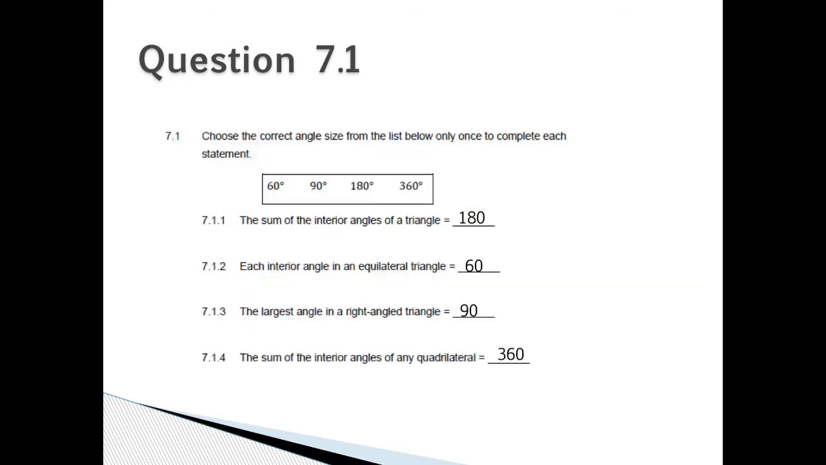7.1.1. The sum of the interior angles of a triangle is equal to 180 degrees. 7.1.2. The interior angle of an equilateral triangle is 60 degrees. 7.1.3. The largest angle in a right-angled triangle is 90 degrees. 7.1.4. The sum of the interior angles of any quadrilateral is 360 degrees.